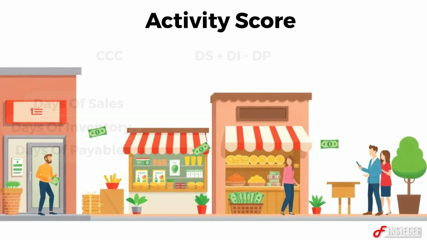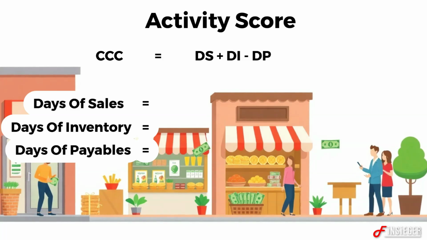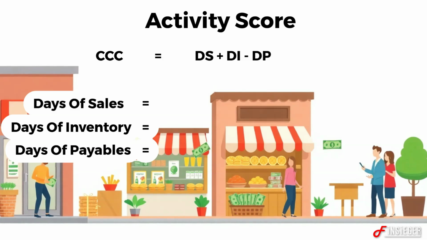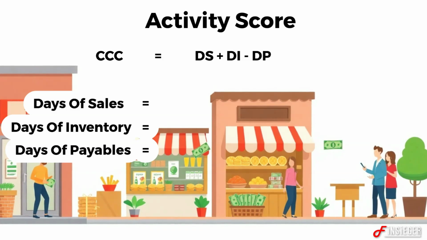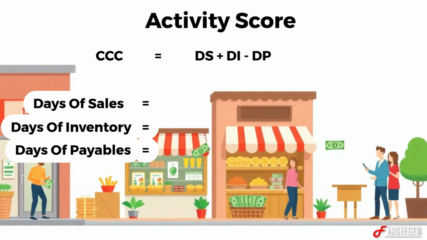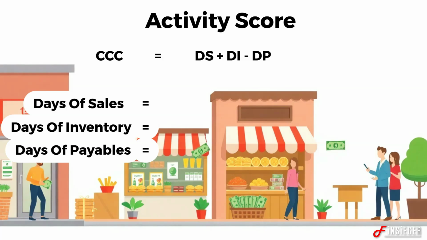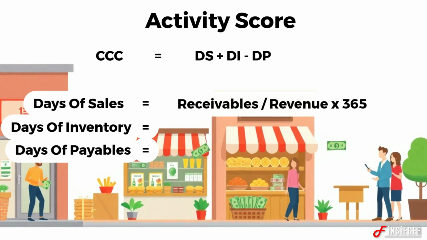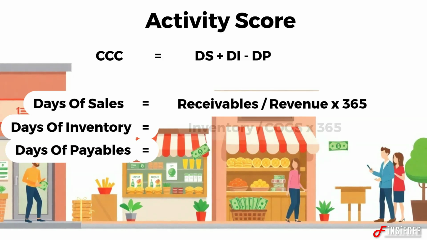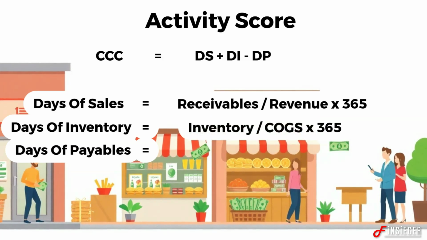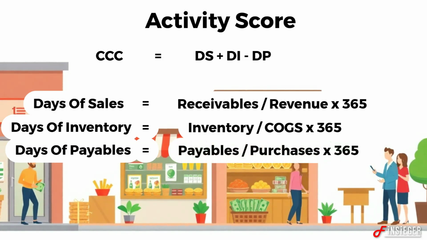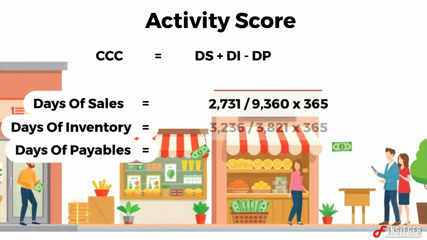Cash conversion cycle is days of sales plus days of inventory minus days of payables. Days of sales is time required by customers to pay. Days of inventory is time taken by products sitting on inventory. And days of payables is time taken by company to pay to its suppliers. Days of sales is receivables by revenue multiplied by 365. Days of inventory is inventory divided by cost of goods sold multiplied by 365. And days of payables is payables by purchases multiplied by 365.